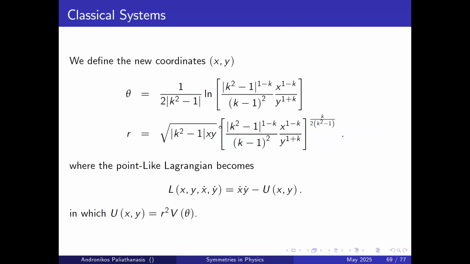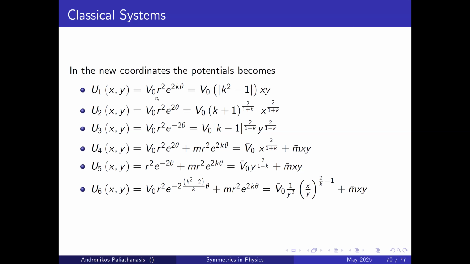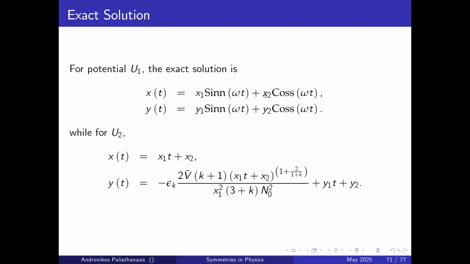We can easily determine these coordinates from the form of the symmetry vectors by calculating the canonical form. And in these new coordinates, the field equations are described by this Lagrangian function. For each potential that we have, a Lagrangian function, the potential takes this nice form. As you can see, the first one is very easy. And for the first potential, the solution is nothing else than the oscillator.